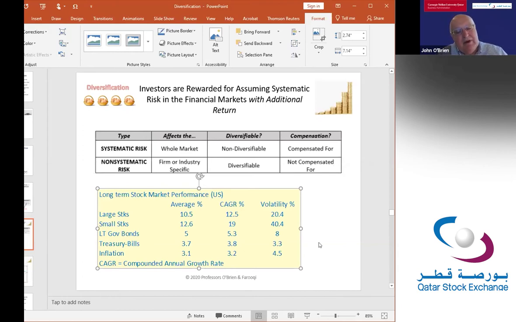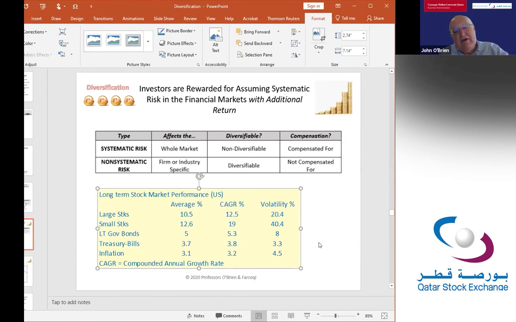If you're compounding at the long-term government bond rate, it's going to grow faster than the Treasury bills portfolio, but it's still going to be fairly slow. If you're prepared to take on a lot of risk and you grow it at the small stock rate, you're growing on average 19%, and large stocks 12.5%.